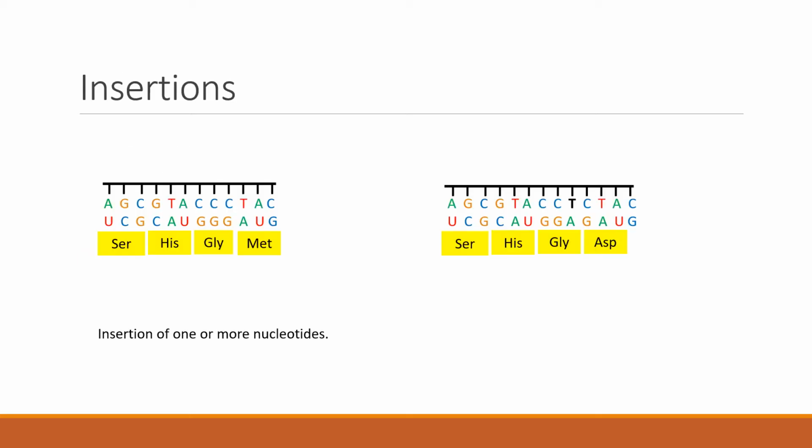We'll start with insertion mutations. An insertion mutation is when one or more nucleotides is added to the sequence. Here we have our wild-type DNA strand, our transcribed mRNA strand, and our translated amino acid sequence. So in this example, we see that there has been a T inserted between the triplet of C's. In our wild type, this triplet was CCC, and now it's CCT, and the other C has been pushed down. This is an insertion mutation.